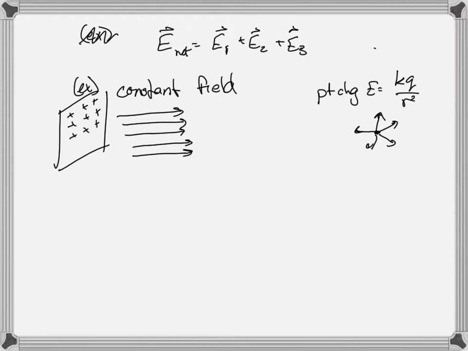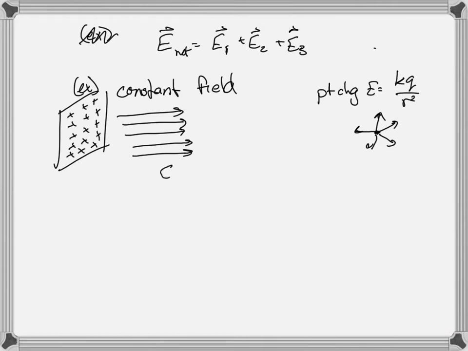And if you imagine putting together a whole bunch of point charges, but you put them together in a two-dimensional sheet, then all of the components which are parallel to the sheet are going to cancel, and all the components which are perpendicular to the sheet are going to add, and you're going to get a constant field. We're going to show that. But before I get there, let's do a problem with a constant field.